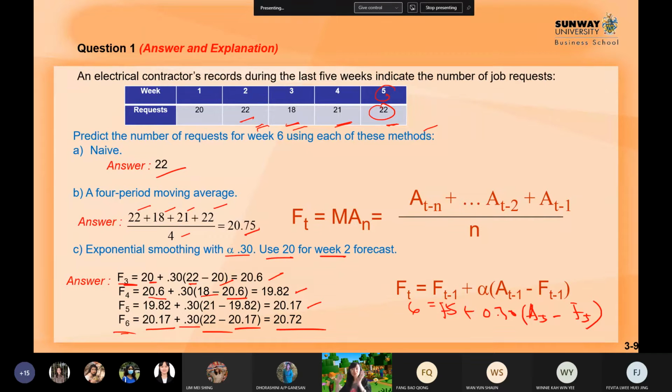Okay, do you have any question for question 1? Which part do you not understand? Please let me know.